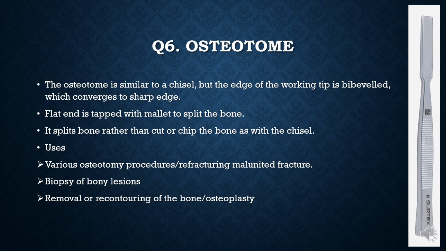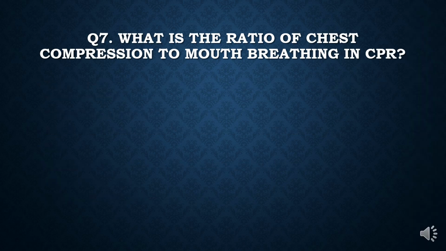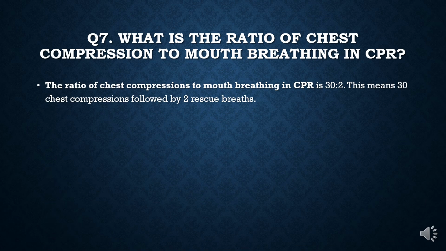What is the ratio of chest compression to mouth breathing in CPR? The ratio of chest compressions to mouth breathing in CPR is 30:2. This means 30 chest compressions followed by 2 rescue breaths.